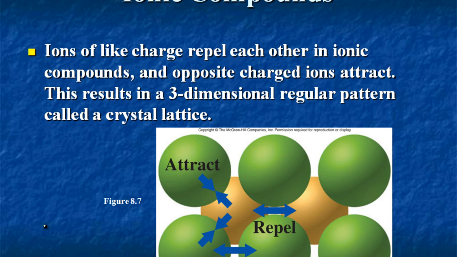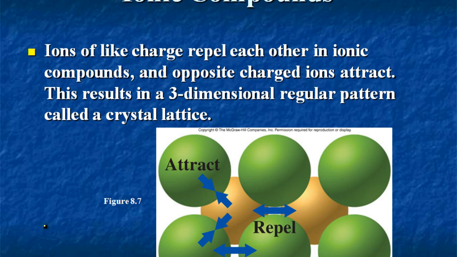And in ions, the same charge will repel each other. We know that, right? Electric field and magnetic field follow the same rule. Same charges repel each other, opposite charges attract each other. Same as in a magnetic field, same poles repel each other, opposite poles attract each other. So in ions, like charges repel each other and opposite charges attract each other.